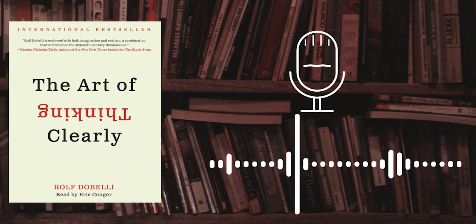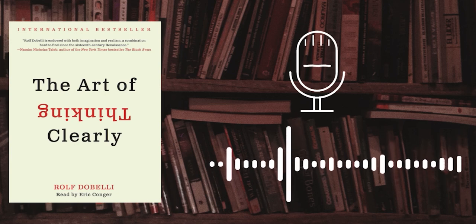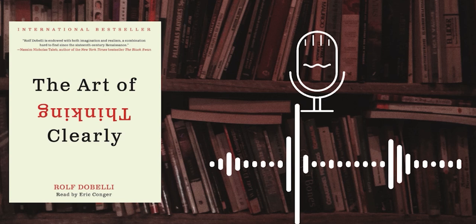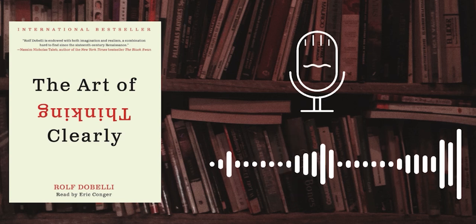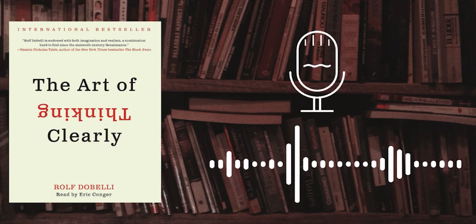Scarcity error. Scarcity error is the tendency to value things more when they are scarce. This leads to irrational decisions based on perceived scarcity. Understanding this error helps us evaluate the true value of items and make better choices.